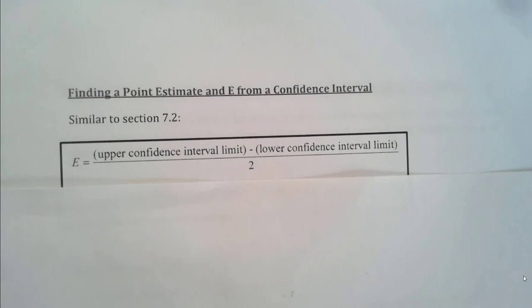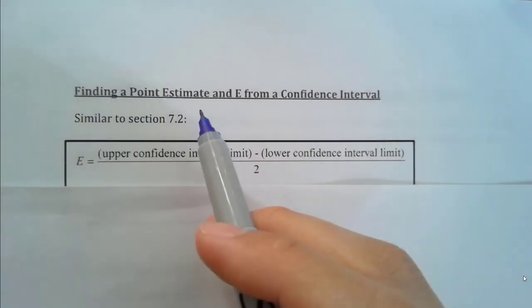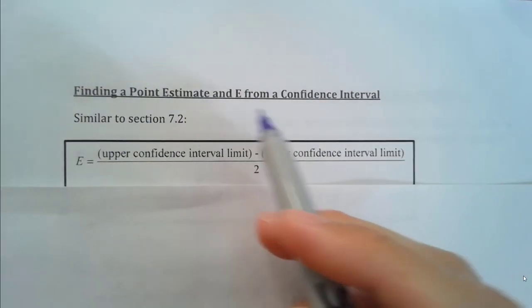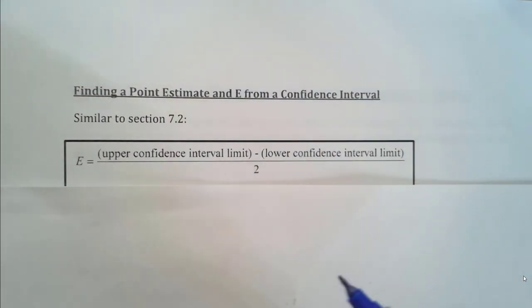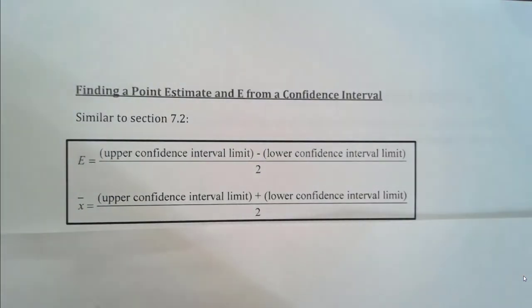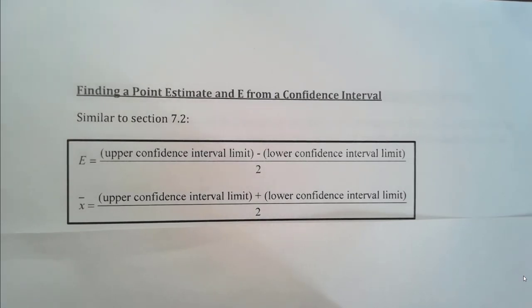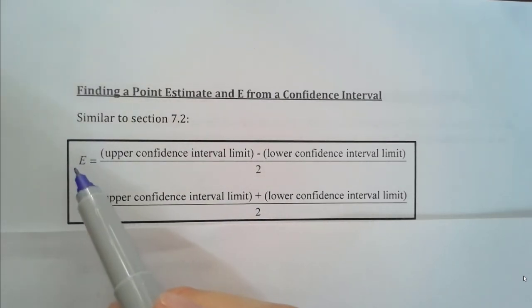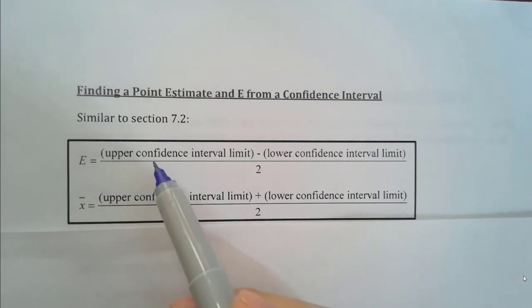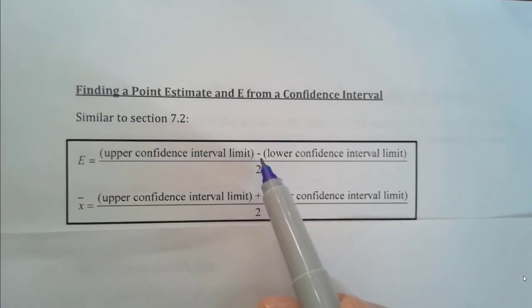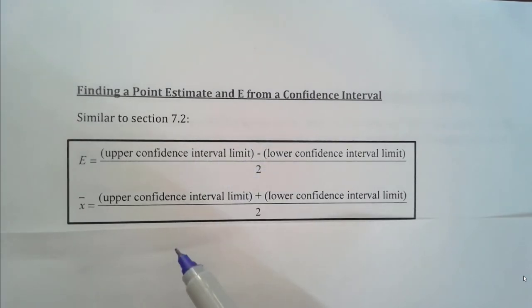The next objective is finding a point estimate and the margin of error from a confidence interval. So similar to the section on population proportion, we can also find the margin of error and the sample mean, or the point estimate, by using the upper and the lower confidence limits. For example, the margin of error is found by taking the upper confidence interval limit, subtracting the lower, and then dividing by 2. And for the sample mean, we add them and divide by 2.